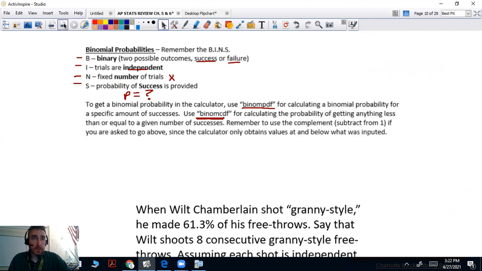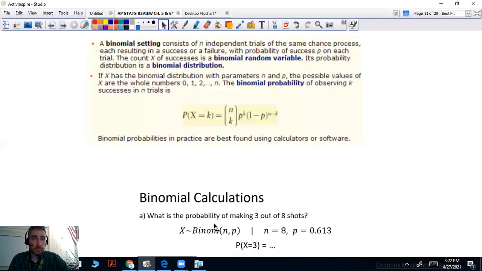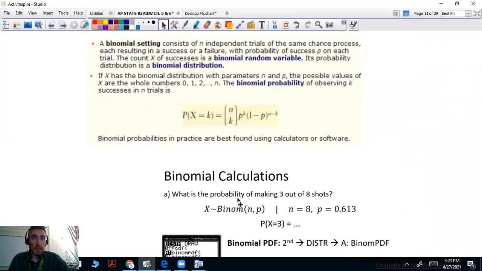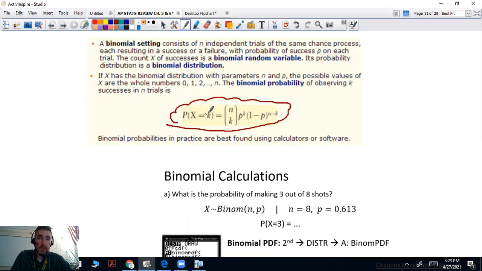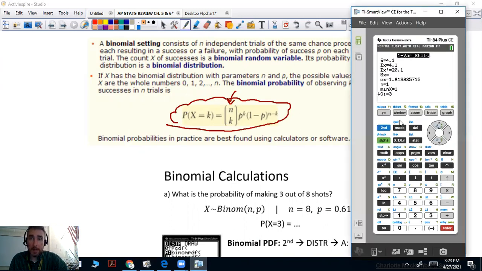So to answer that question, we can use this formula provided on the formula sheet. But if you do that, then you have to know how to get that binomial coefficient. So in best practice, we want to use what's called the binomial PDF or CDF on the calculator. So a really quick rundown of the binomial.